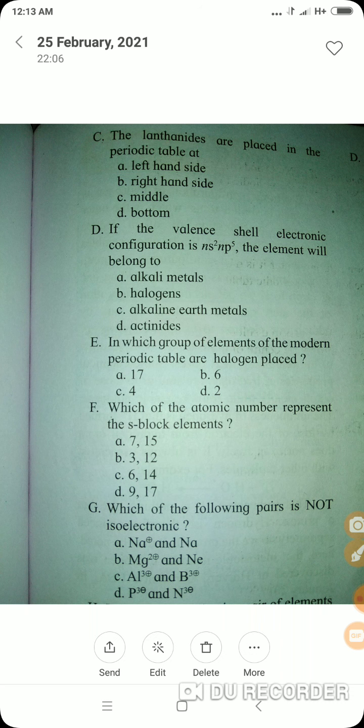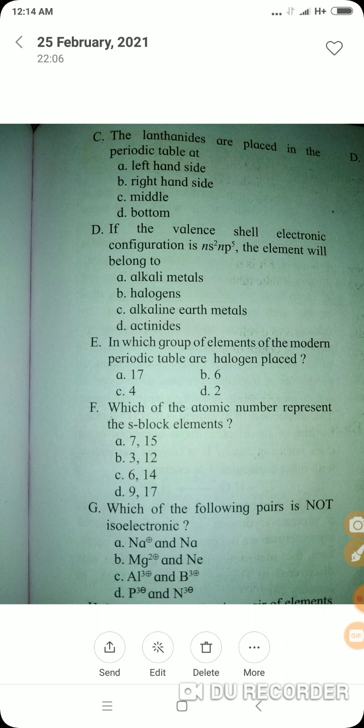And options C and D contain 6, which is the atomic number of carbon, and 9, which is the atomic number of fluorine, and we know that these elements are placed in the p block. So option B is correct.